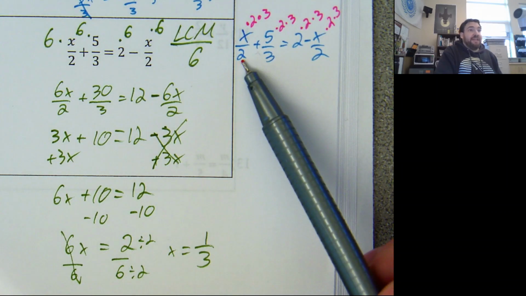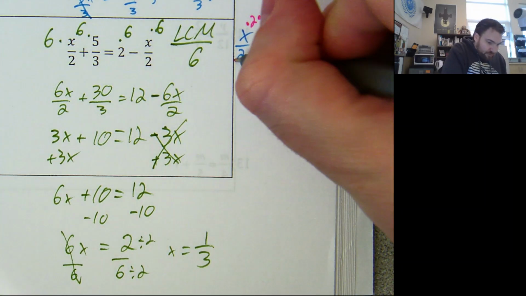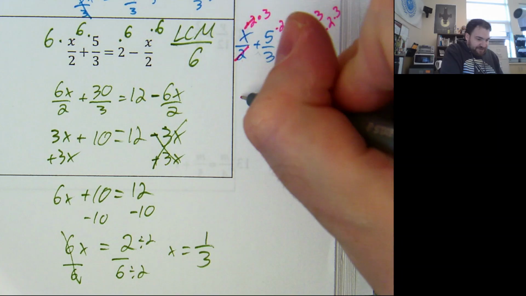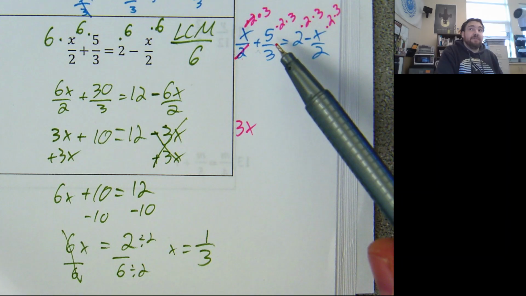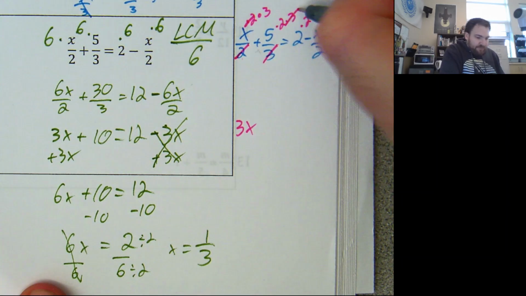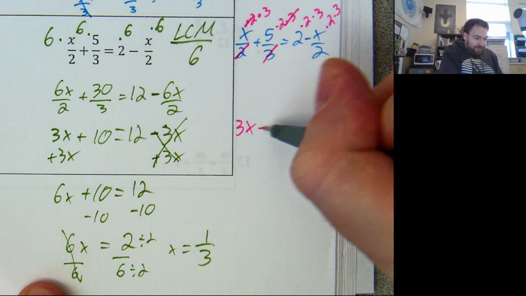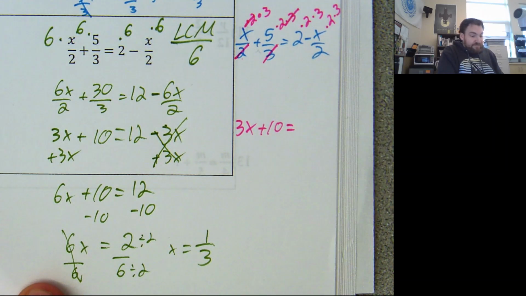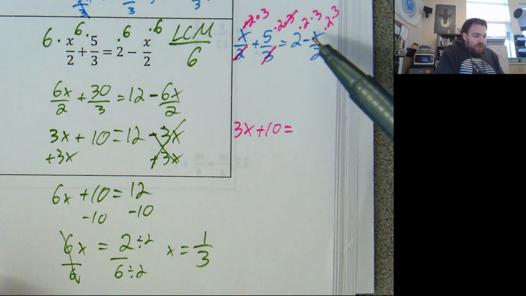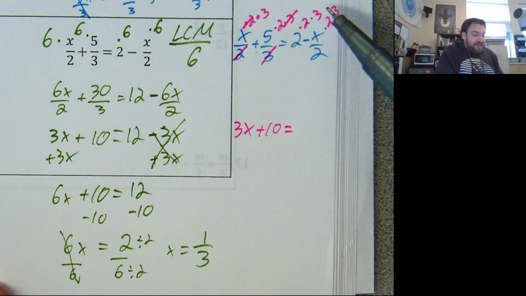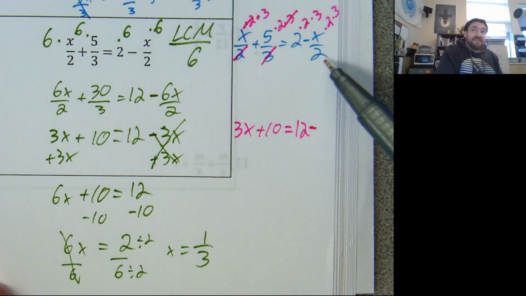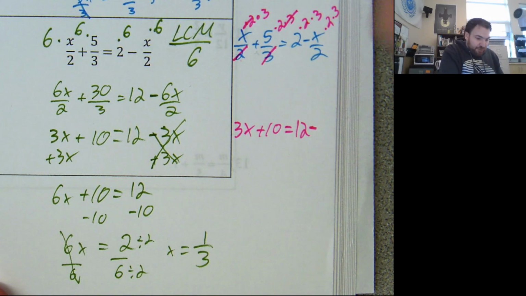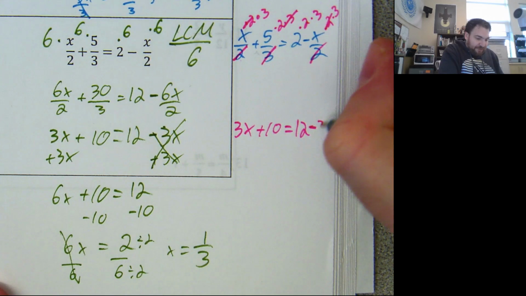In the first term, what's going to cancel? The 2's. It's going to be 3x. In the second term, what's going to cancel? The 3's. So it's going to be plus 10. Yeah, it's exactly the same question. 2 times 2 is 4 times 3 is 12. Minus, what's going to cancel in the last term? The 2's. So it's going to be negative 3x.